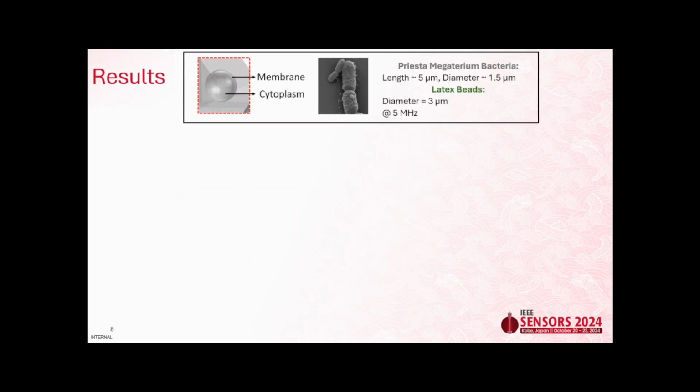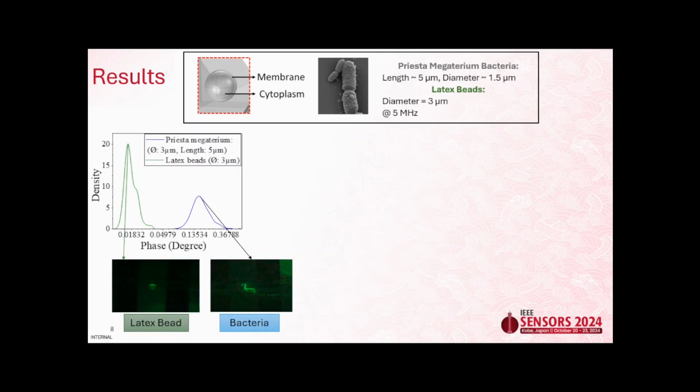So after optimization, after designing and fabricating my device, I started to do a proof of concept experiment. In this proof of concept experiment, I used a latex bead, which has a diameter of 3 micrometers and a spherical shape, and Priestia megaterium bacteria with relatively similar dimensions, which has a rod shape since it's a bacterium. So I knew before the experiment that the latex bead is a solid particle and the bacteria has a membrane.